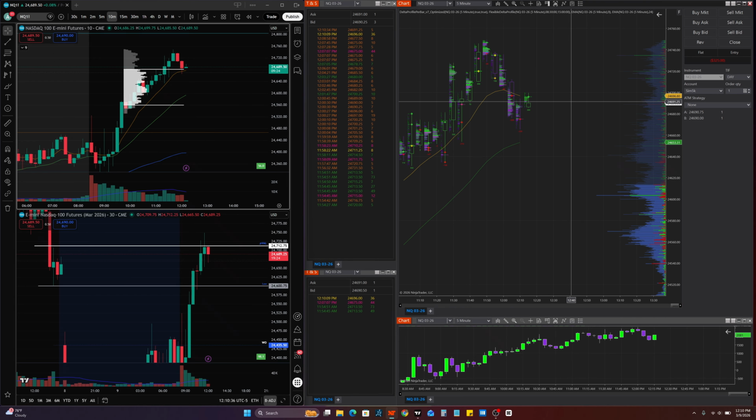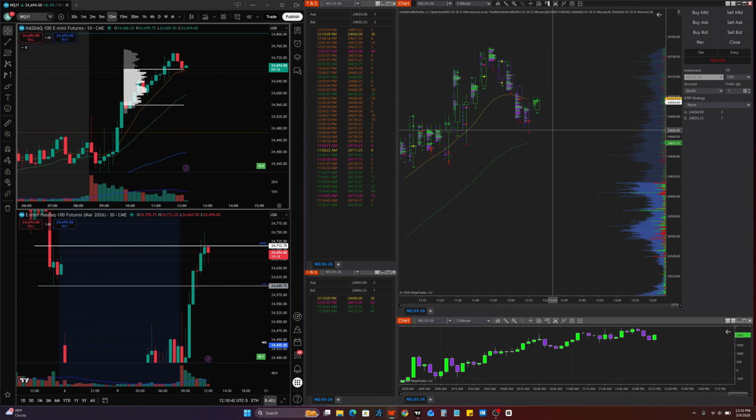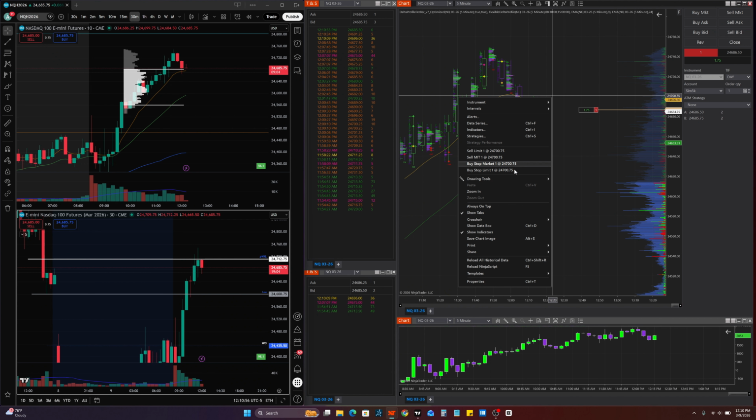We are trading Nasdaq 100s. It's 12:10 Texas time, trading the afternoon session. I'm looking for a filled short setup here, with stops above the wick.